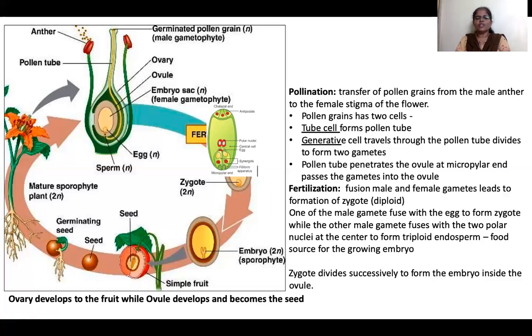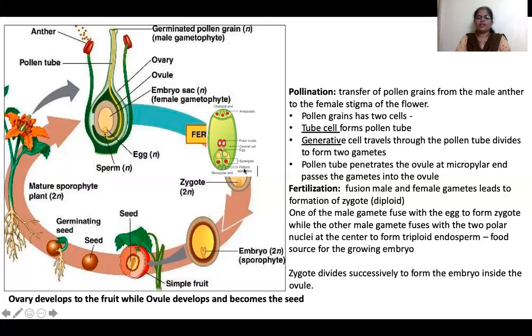As soon as they enter here, there are two gametes in the pollen tube. One gamete fuses with the egg. It gets fertilized into a zygote. This is called fertilization. The egg is haploid, n, and the male gamete is n, so it forms 2n. The zygote becomes fertilized and forms a diploid, 2n, meaning it has 2 sets of chromosomes.